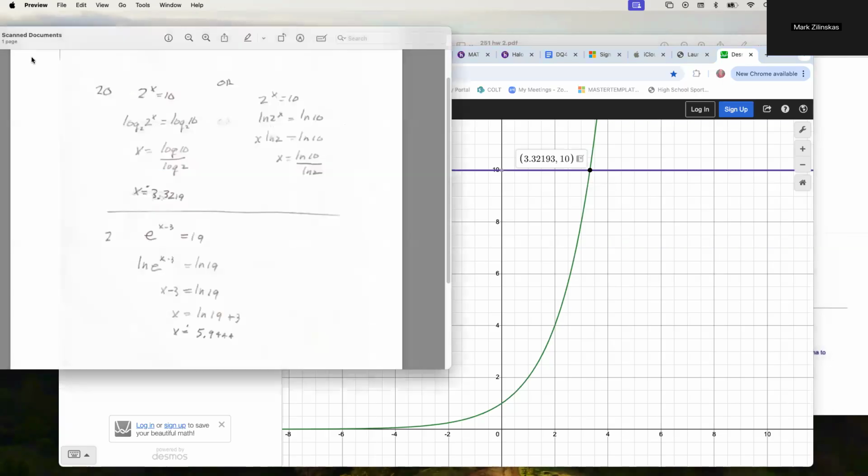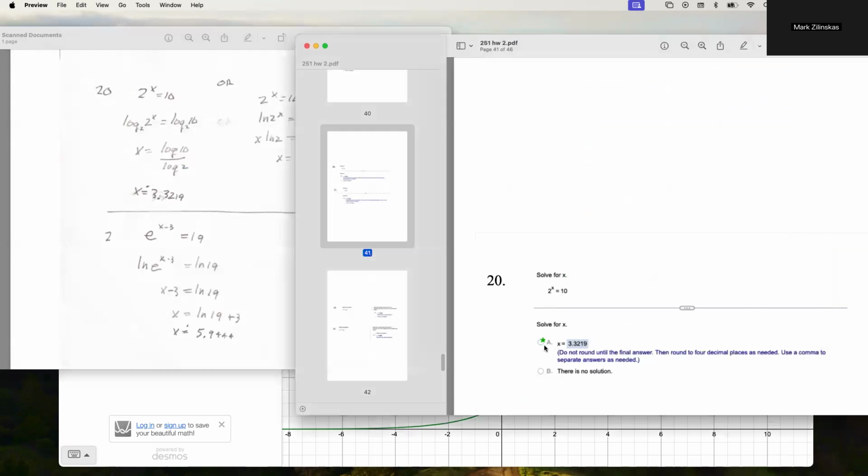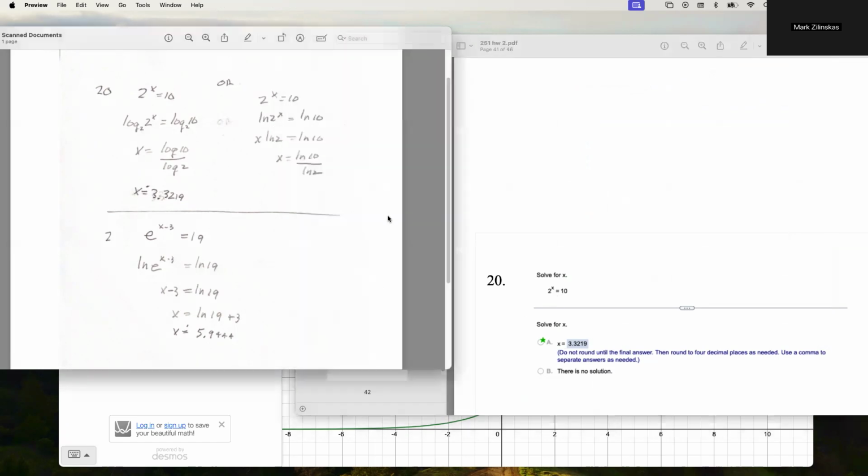Okay, here is the last video that I have here, for example, 23 from my stack here. We're asked to solve this exponential equation: 2 to the x equals 10. And I'm going to show you a couple different options to solve this.